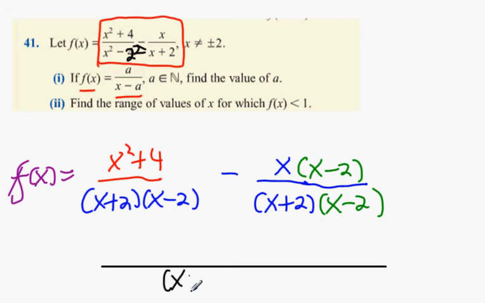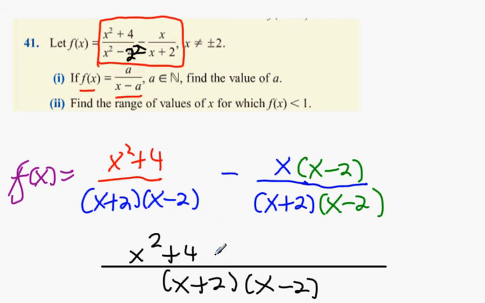Now, let's multiply this out. X squared plus 4 on one side. Now, minus x squared into, what's that? Minus x squared plus 2. Okay. Now, what we're going to get here is no x squared on top, but there is a 6 on top.